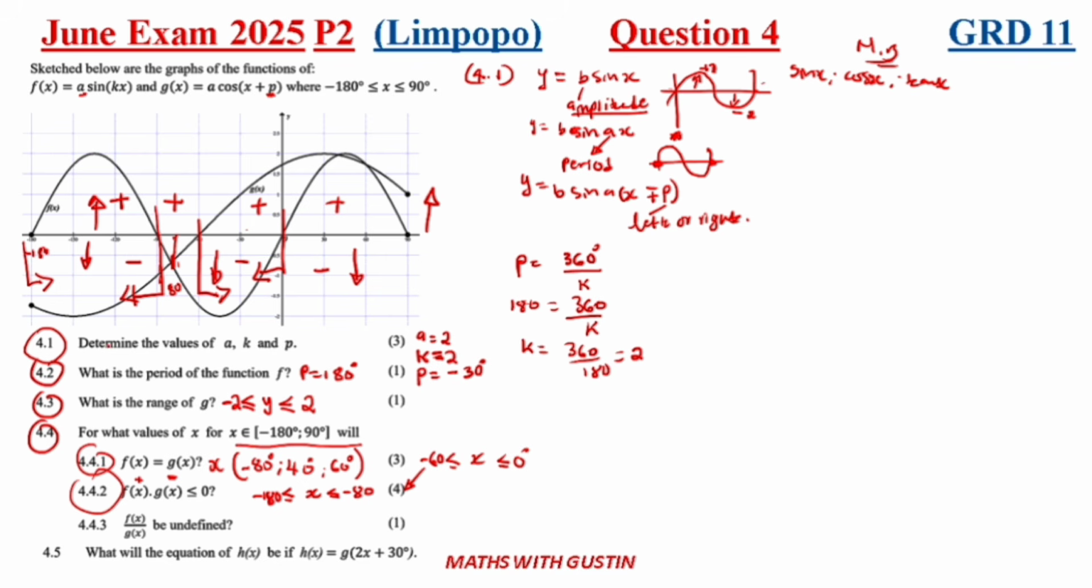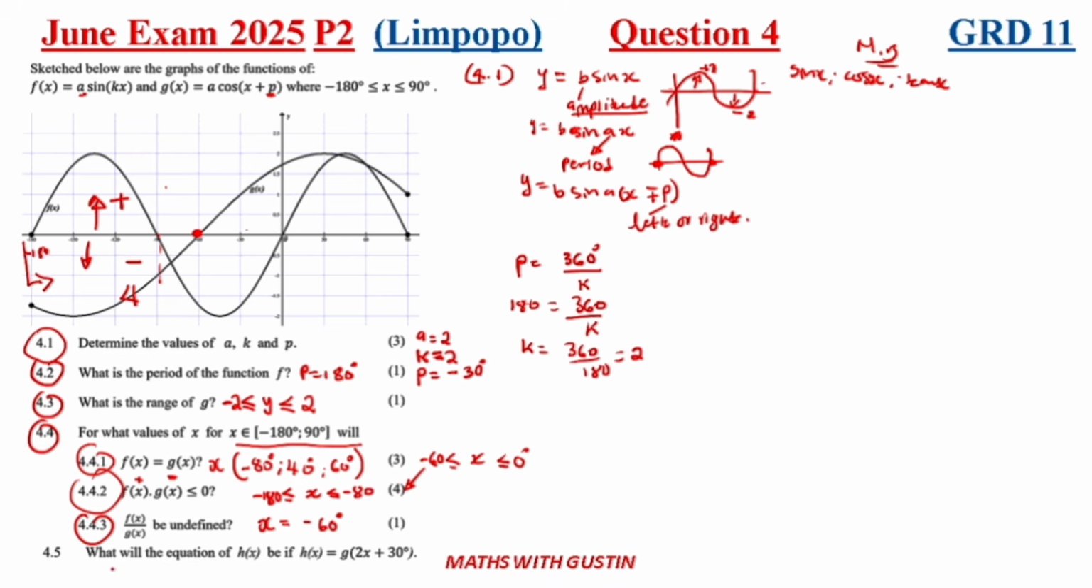Okay. So now they are saying 4.4.3, they are saying f of x divided by g of x be undefined. So basically you are looking for a situation where g of x is 0. So for this thing to be undefined, g of x has to be 0. So where is g of x 0? Where does it have an x value of 0? It has an x value of 0 right here. Right here, when x is equal to negative 60, then this thing will be undefined.